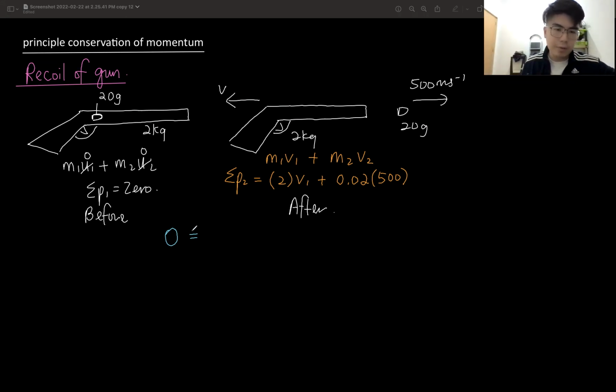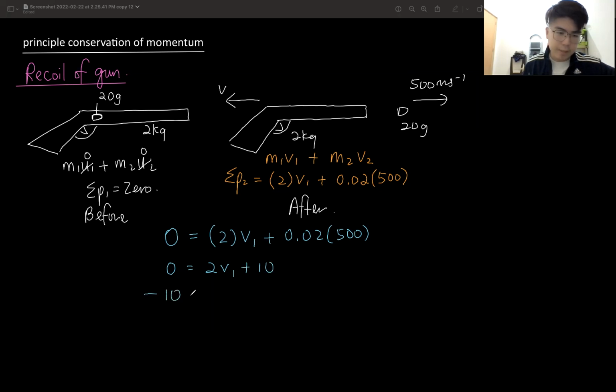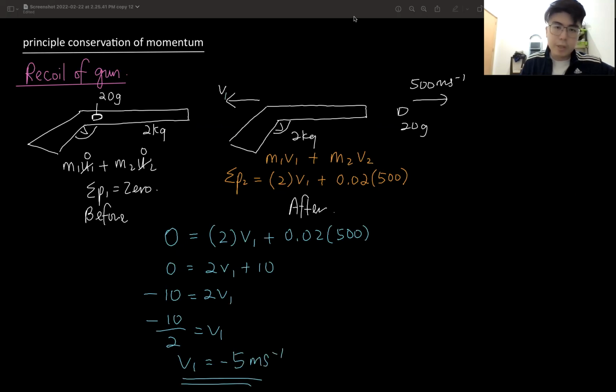So here is zero equals to, I will write 2V1 plus 0.02 times 500. Zero equals 2V1 plus 10. I bring the 10 over: minus 10 equals 2V1, minus 10 over 2 equals V1. V1 equals minus 5. Why is there a minus here? Because V1 is going in the opposite direction. That's why you have a minus here.